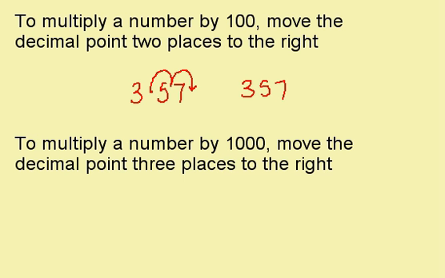When we multiply a number by 1,000, we move the point 3 places to the right. So for example, 2.6 times 1,000, move it once, twice, 3 times. There's nothing here and here, so they need to be zeros, so it's 2,600, and the decimal point is at the end, so it can be left off.